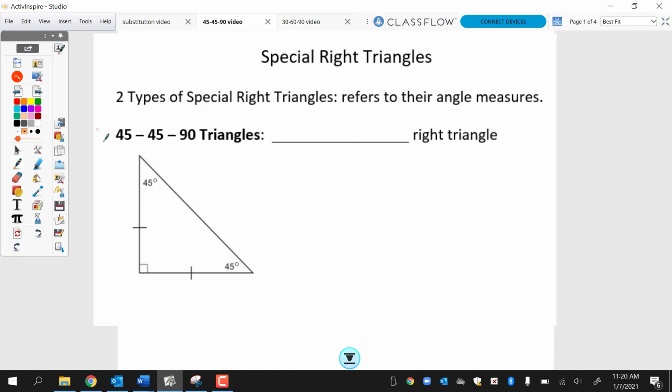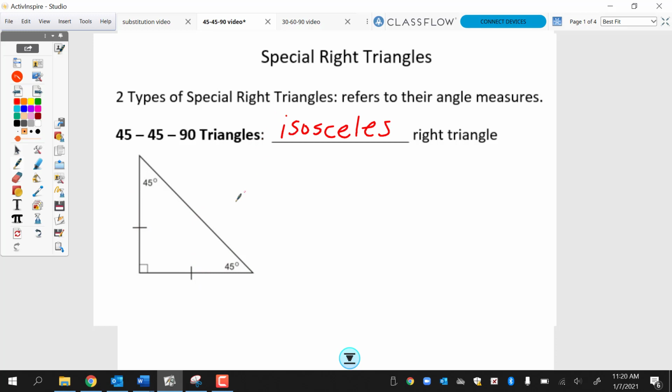So the first kind of special right triangle is a 45, 45, 90 triangle. And that means that the angles in the triangle are, one of them is 45, the other one is also 45, and then obviously it has to have a 90-degree angle. So this is a special one because it's actually an isosceles right triangle. That means two of the sides are the same. That's what the tick marks mean.